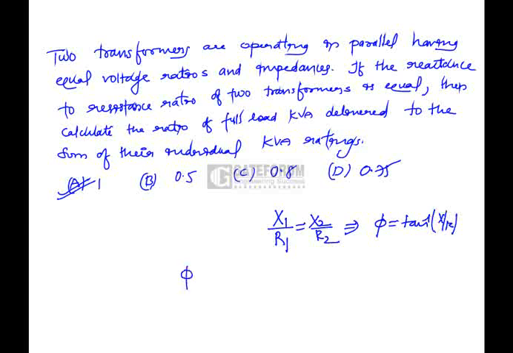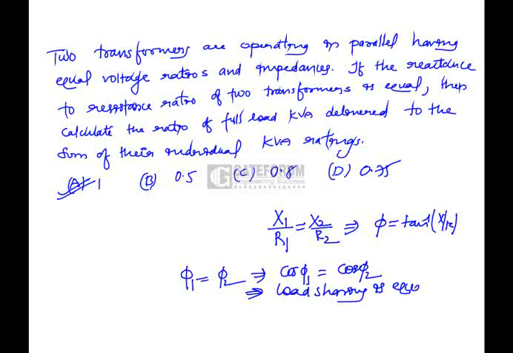Now what is the phase angle of transformer 1, phi 1? It is equal to phi 2, since the X by R ratios are equal, which implies cos phi 1, that is the power factor of transformer 1, is equal to cos phi 2. What does it mean? If both power factors are equal and voltage ratios and impedance ratios are equal, the load sharing of these two transformers is equal.